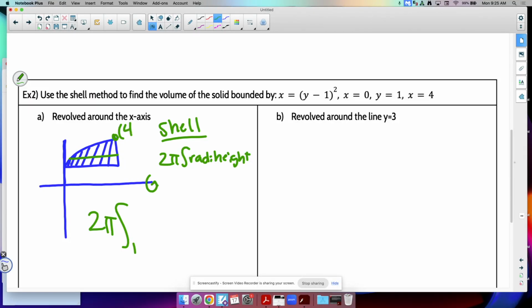Yeah, or x equals 4. So 4 has to equal this. Square root it. So 2 equals y minus 1. So then what's our upper bound? 3.